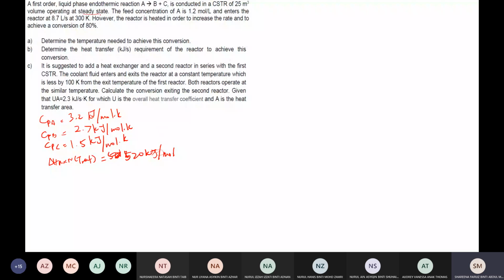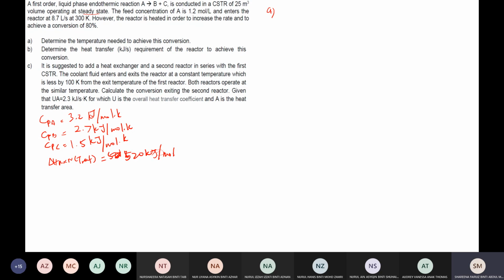After this, it is at steady state. The feed concentration of A is given as 1.2 mol per liter and enters the reactor at 8.7 liters per second at 300 K. However, the reactor is heated in order to increase the rate and to achieve a conversion of 80%. Determine the temperature needed to achieve this conversion.